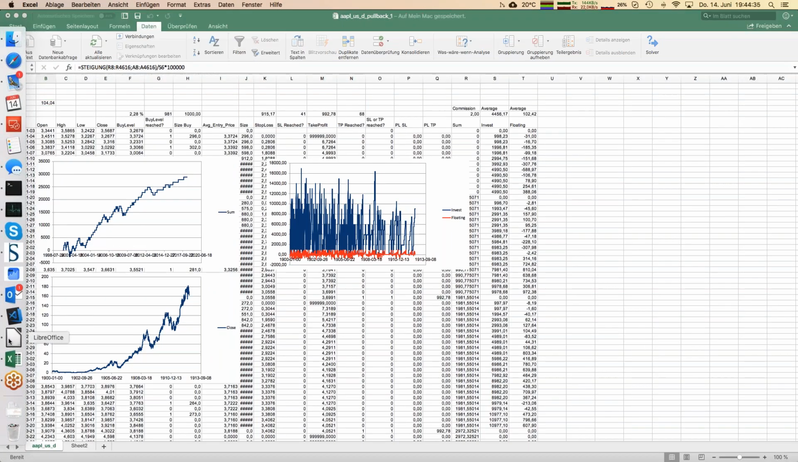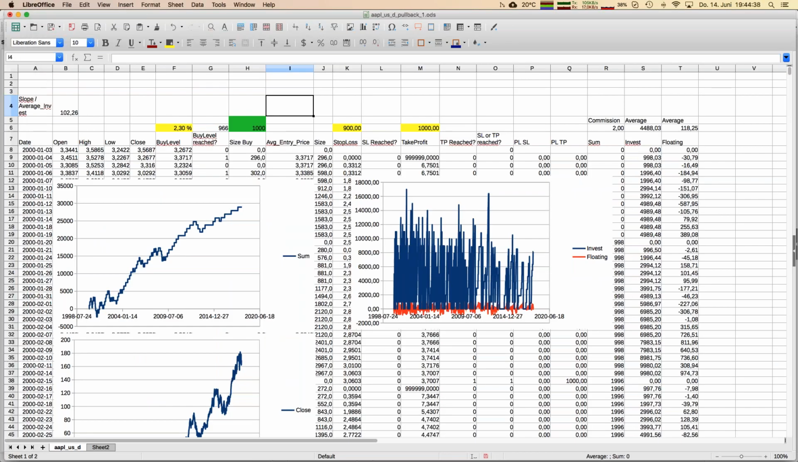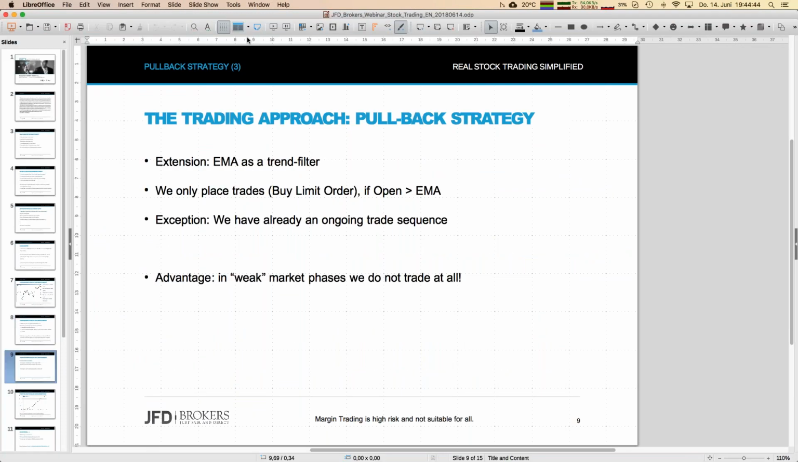And let's use that here as well. But I have to make one additional comment for that. So, okay, we use that EMA as trend filter, and we only place trades if the open is above the EMA. But there's an exception. Think about, we have an ongoing trade already. So we are invested in Apple. And then the price crosses the EMA to the south. So the next day we are still invested in case the stop loss is not reached. In that case, I would open once again a buy limit order.